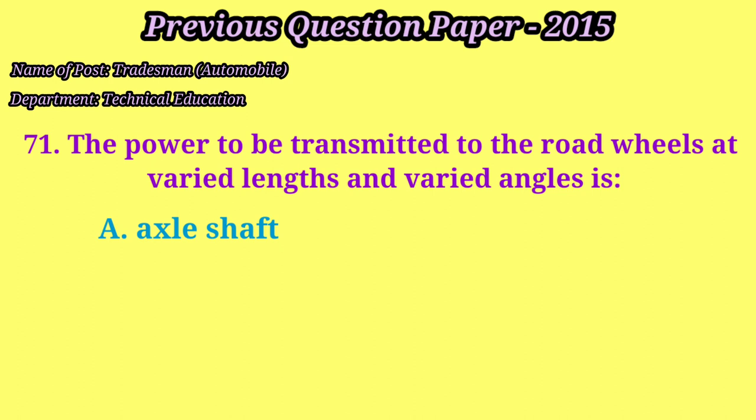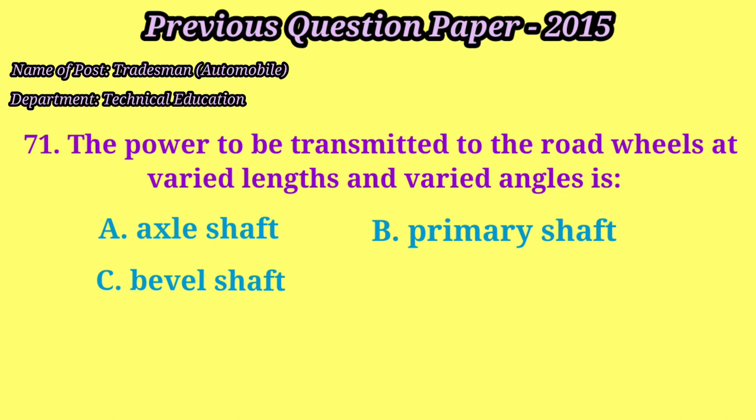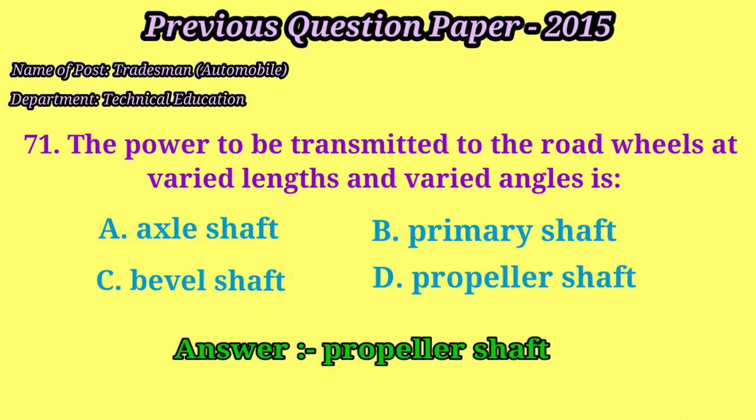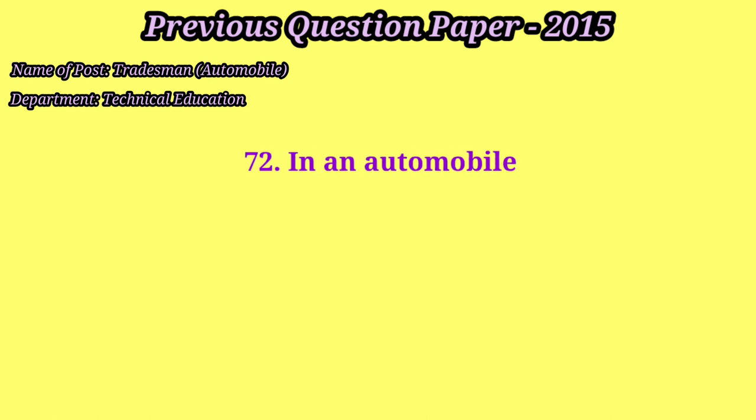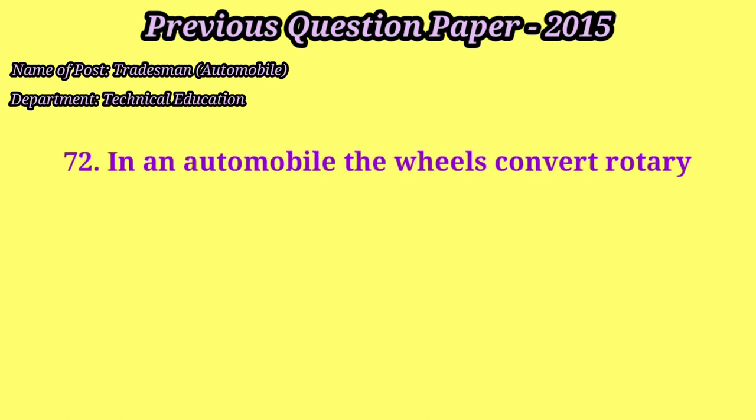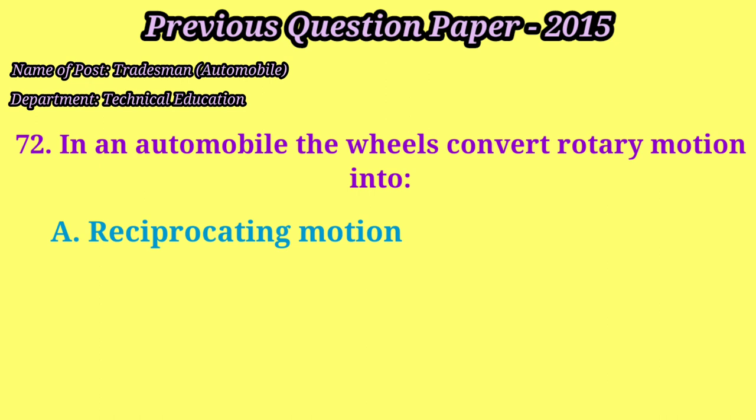71. The power to be transmitted to the road wheels at varied lengths and varied angles is A. Axle shaft. B. Primary shaft. C. Bevel shaft. D. Propeller shaft. Answer. Propeller shaft. 72. In an automobile, the wheels convert rotary motion into A.